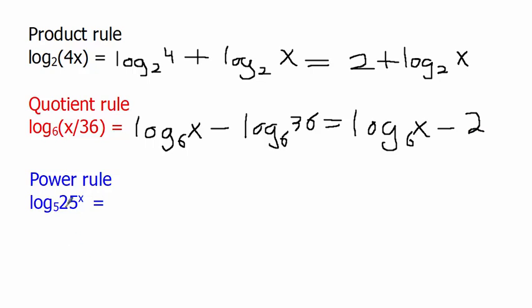In the power rule, anytime we have a power, we are going to put it in front. So we end up with x times the log base 5 of 25. And since log base 5 of 25, 5 to what power gets me 25? That's going to be 2 times x.